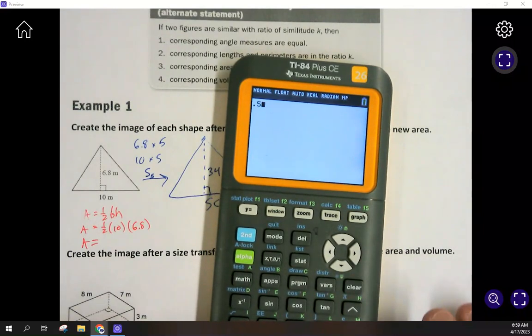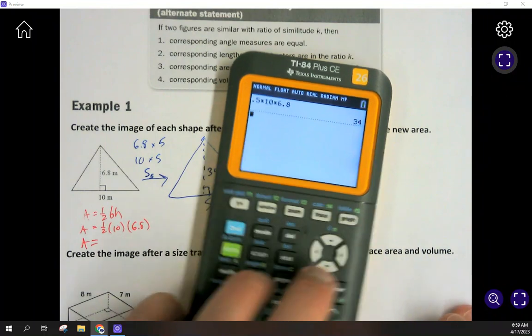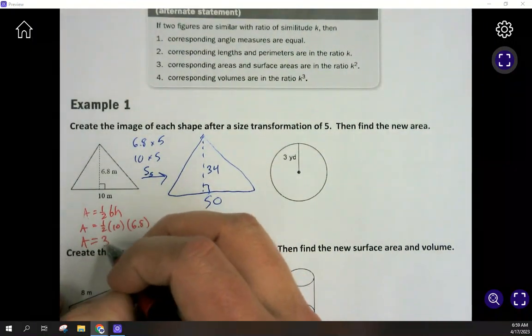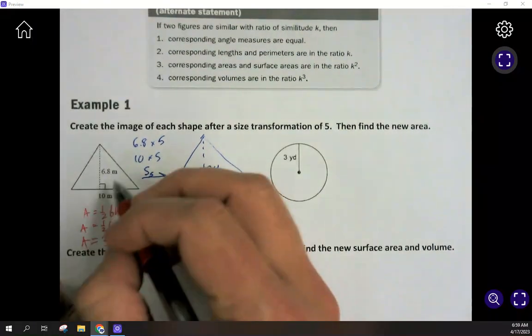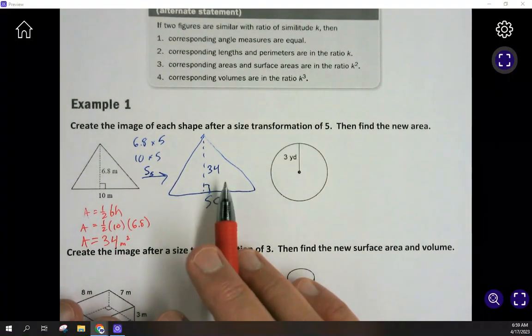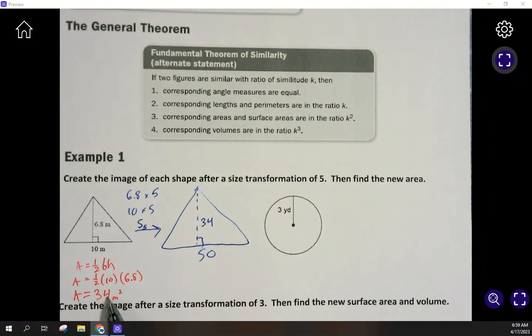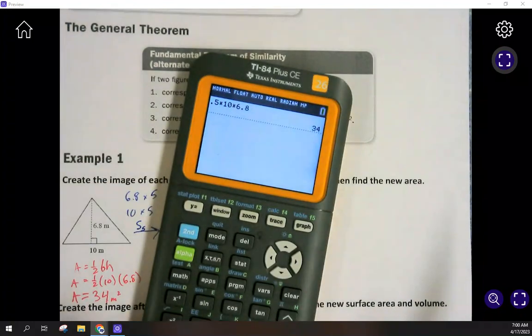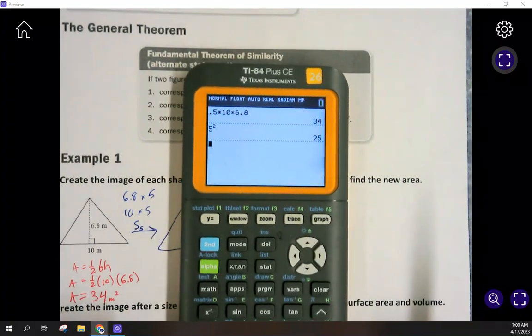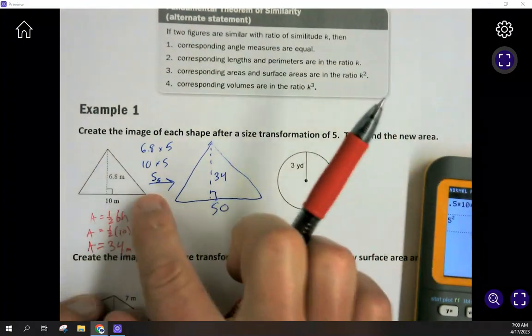So we're going to do 0.5 times 10 times 6.8, and we get 34. And now this is meters squared. According to this theorem, the area won't increase by 5 times, it will increase by 5 squared times. So if I took 5 squared, that's 25. So the area should now be 25 times bigger, not just 5 times bigger.